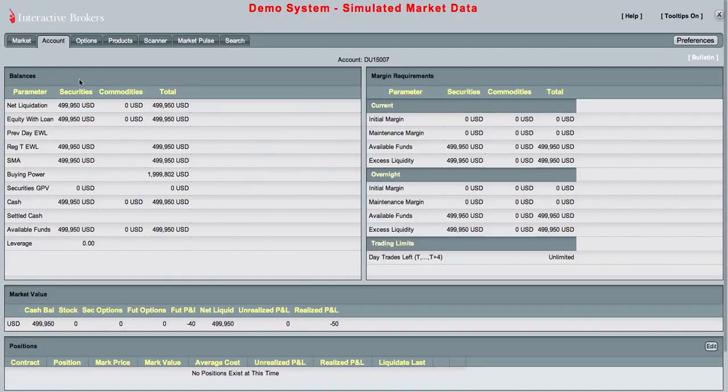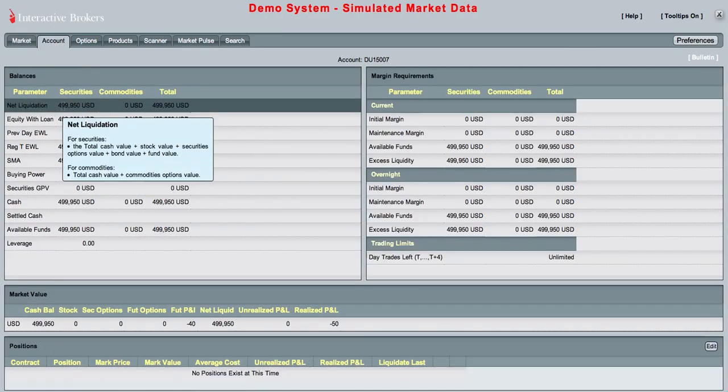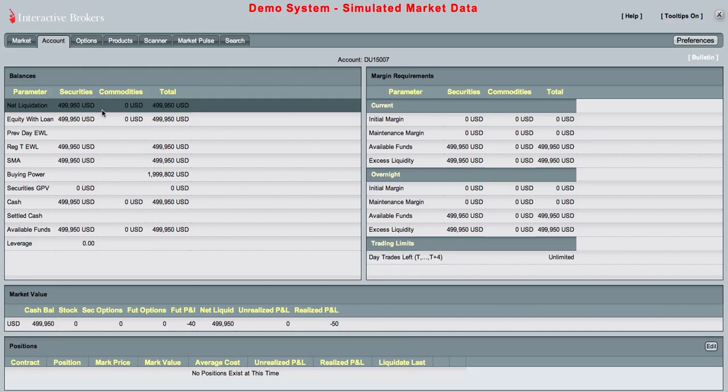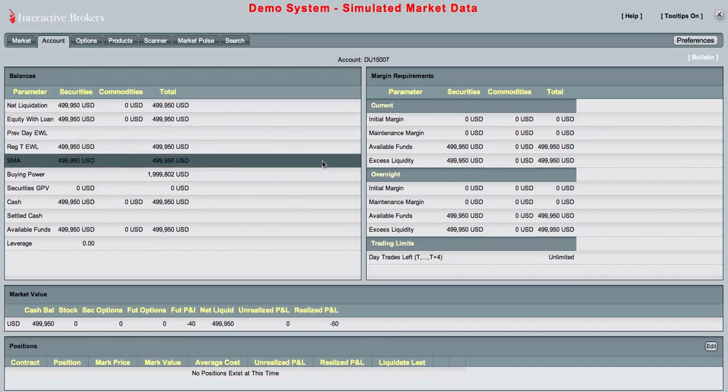On the account tab, this shows you the value of the account. So you can see this account is worth close to $500,000 US. So that's just monopoly money. It's a system that enables you to go and practice trading before you actually open up an account for yourself.